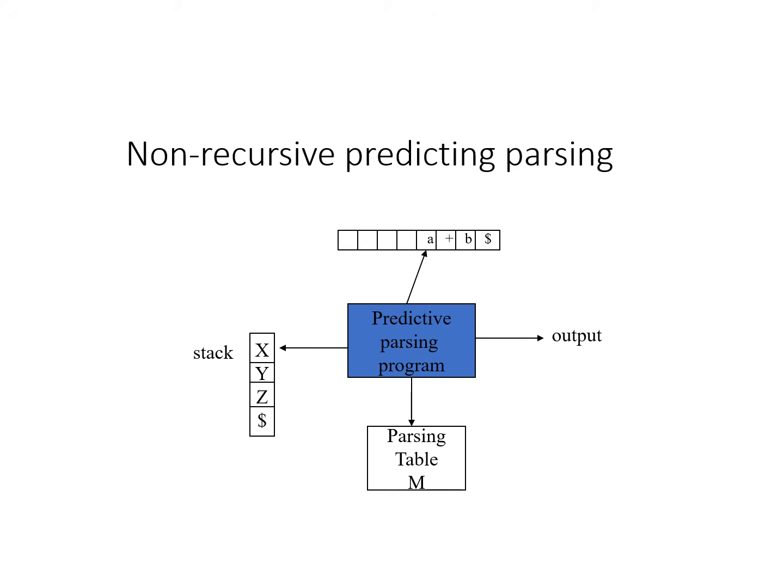Initially, in the stack, a special symbol called dollar is placed onto the stack. Similarly, in the input buffer, the dollar is used to represent the end of the input. And the parsing table is constructed for whichever grammar we have. Using this parsing table, the predictive parsing algorithm makes the move.